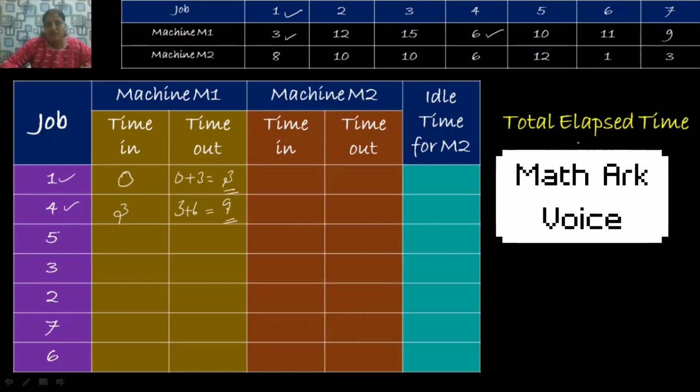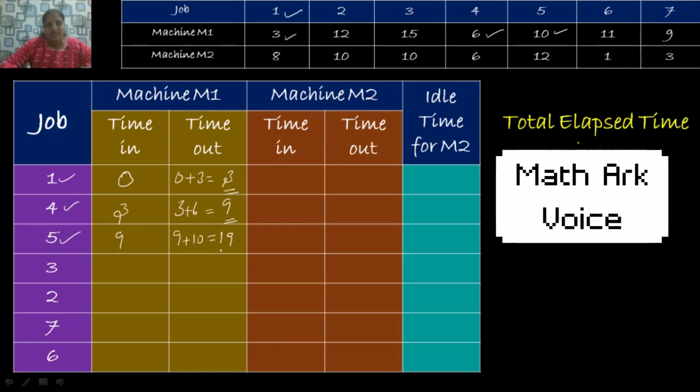So the time out of job 4 is the in time of job 5. Job 5 enters machine M1 at 9 hours and it needs a processing time on M1 of 10 hours. So 9 plus 10 equals 19.